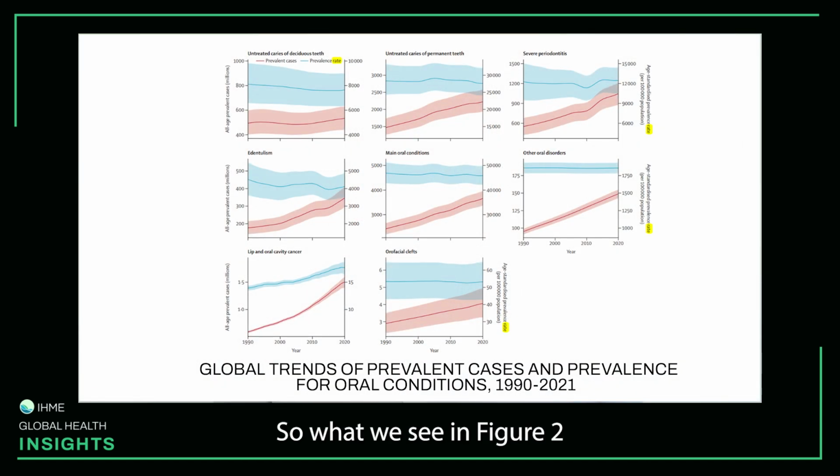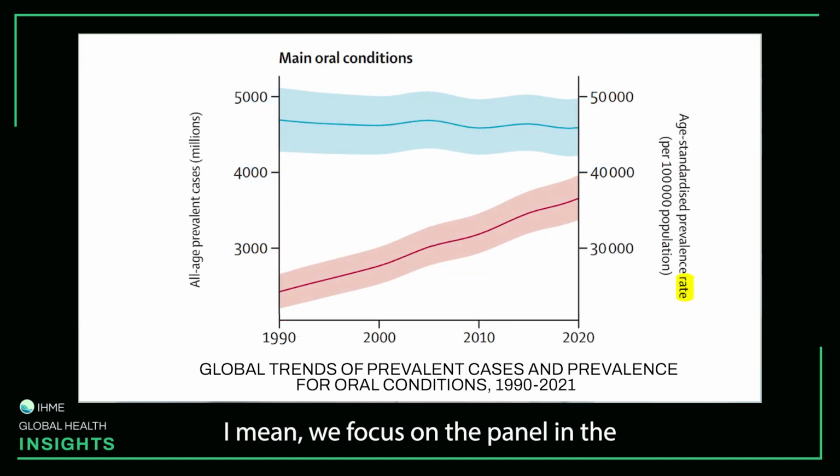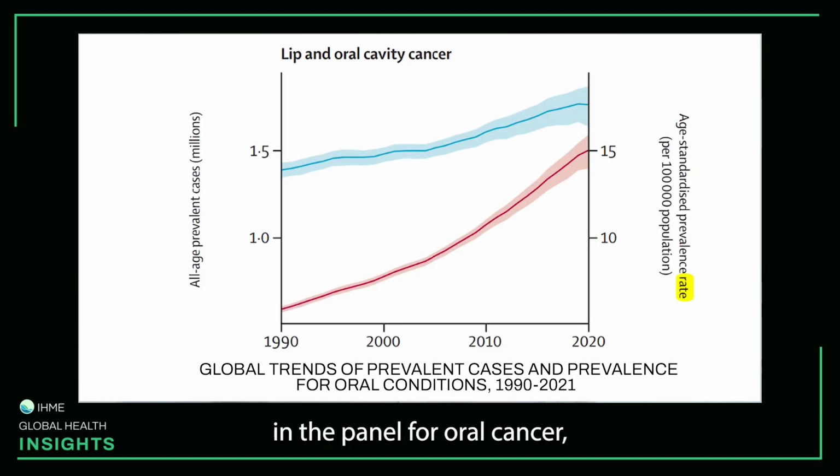What we see in figure 2 of our manuscript is that the red lines, the trends in prevalent cases, show an increase over time, over the past 3 decades. Just to give an example, if you focus on the panel in the middle of the figure for main oral conditions, there has been an increase in the number of cases of 53%. And the largest increase has been seen in the panel for oral cancer, where there is an increase of 162% in the number of cases.